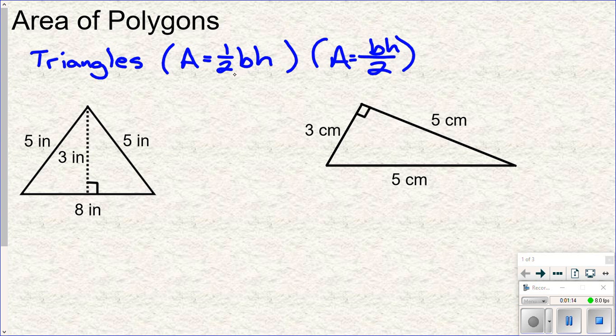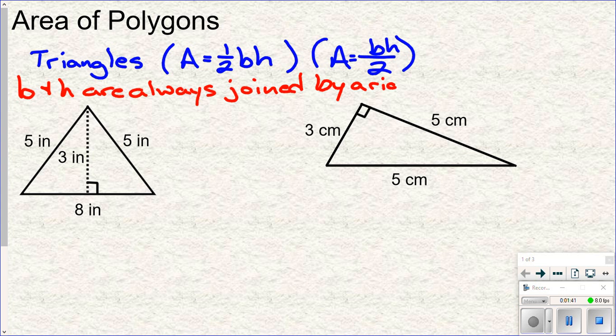All right. So now one of the key things with polygons is the base and the height are always joined at a right angle. And this is critical. B and H are always joined by a right angle. And the reason this is important is because if you want to find the base and the height of a shape, then look for the right angle.